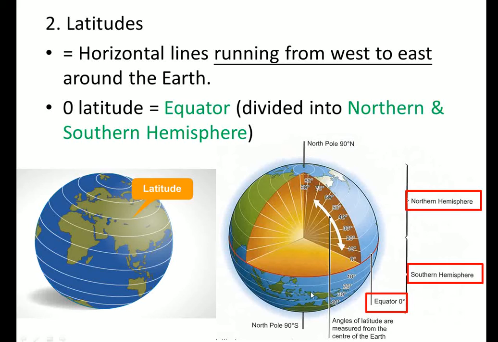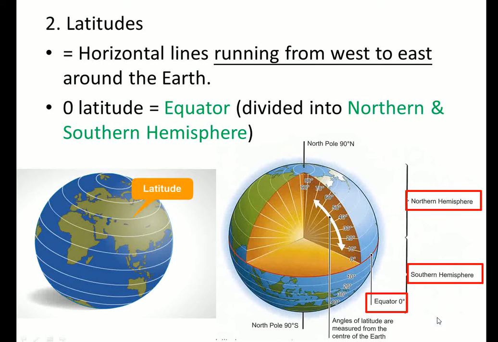Okay, so we also have 10, 20, 30, etc., up to the south. So we have 90 degrees south. Oh, this is wrong in your book. It should be South Pole, 南極點. So by using the latitudes, we can divide the Earth into a northern part and a southern part. The northern part we call the Northern Hemisphere, 北半球. And the southern part we call the Southern Hemisphere, 南半球.